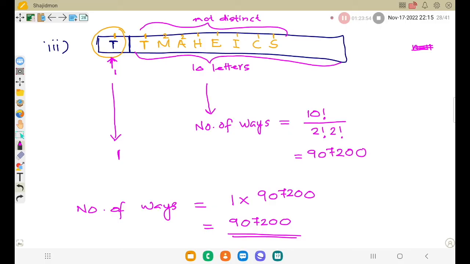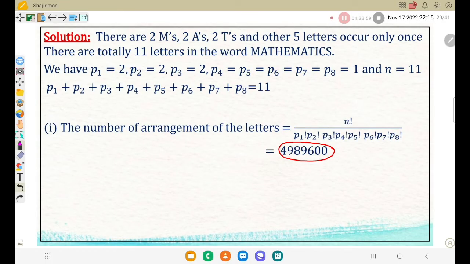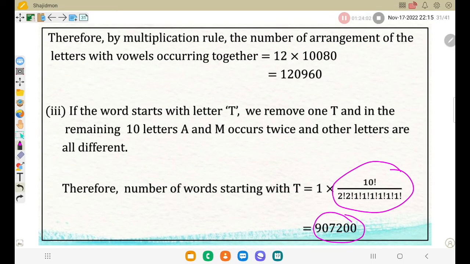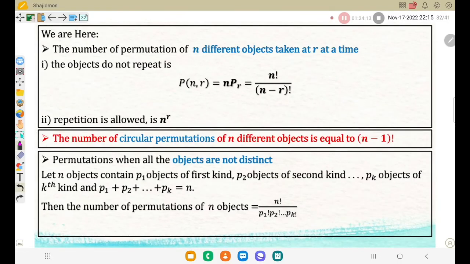I hope you understood this question, correct? You can see the answers here. It is mentioned here: 1 multiplied by 10 factorial divided by the numbers. Hope you understood this question. So what we have studied, I am giving in brief here.